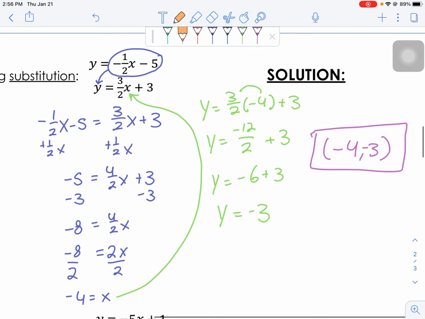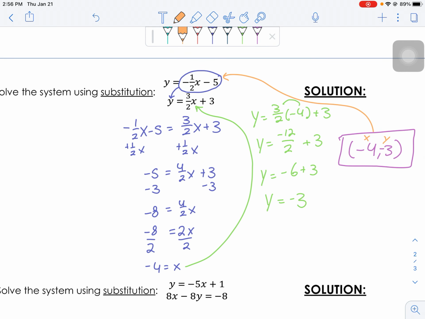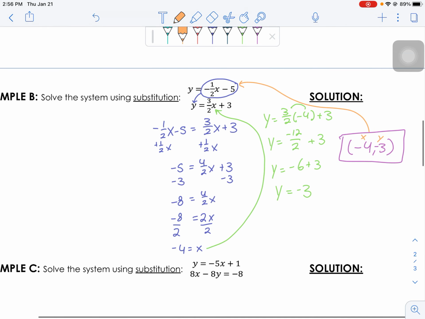The best way to check this solution is to plug this x and y into the first equation. You want to use the first equation because we used the second equation to solve for the y. So checking with the first equation is going to be more important than checking with the second equation. The second equation should work just fine, but we check with the first equation to make sure it's true.